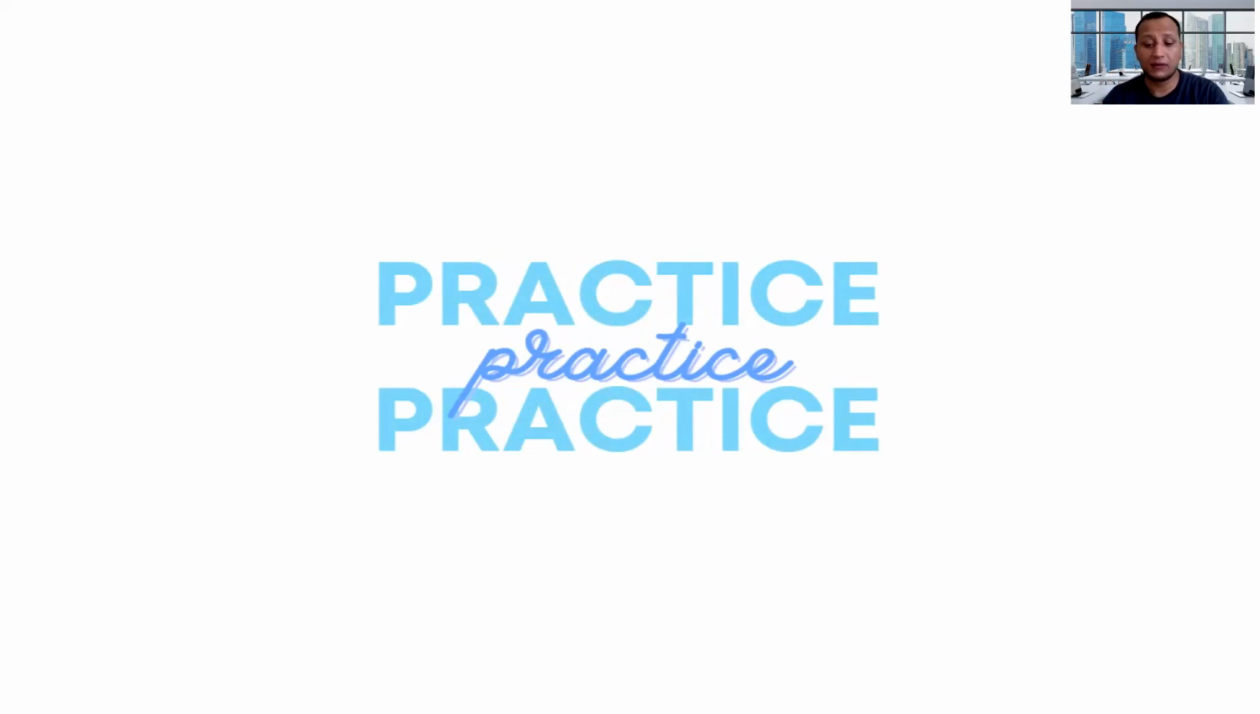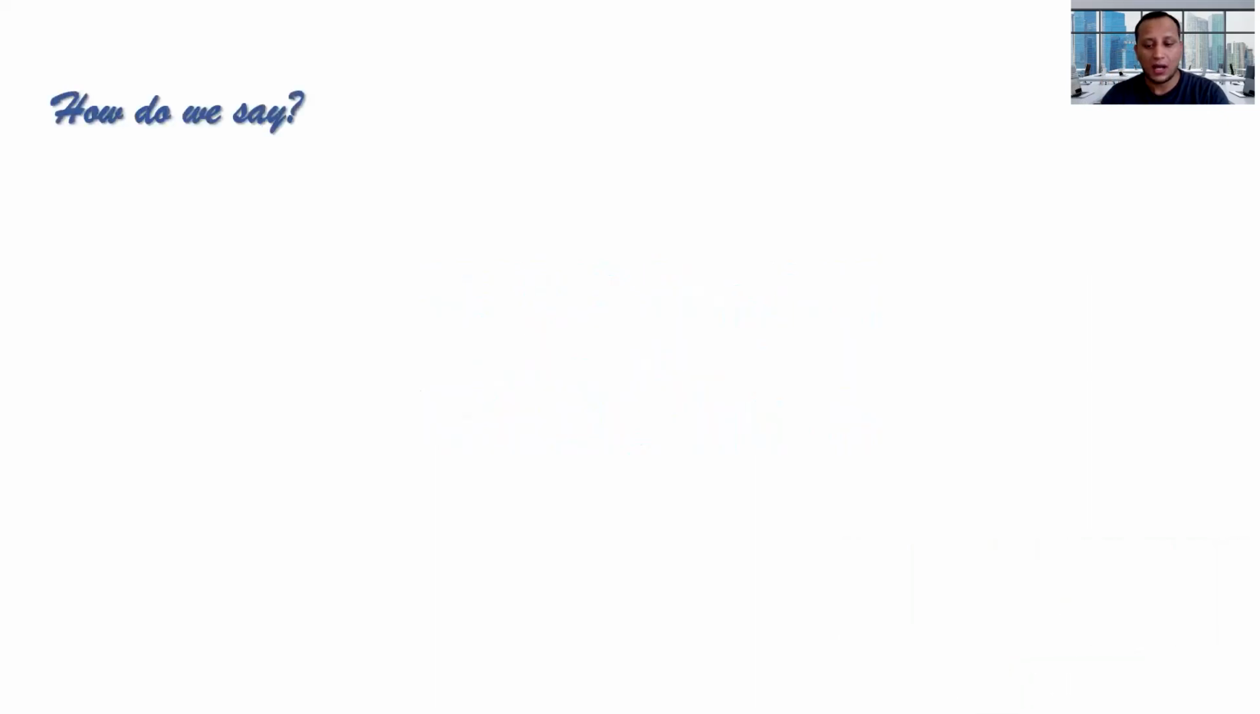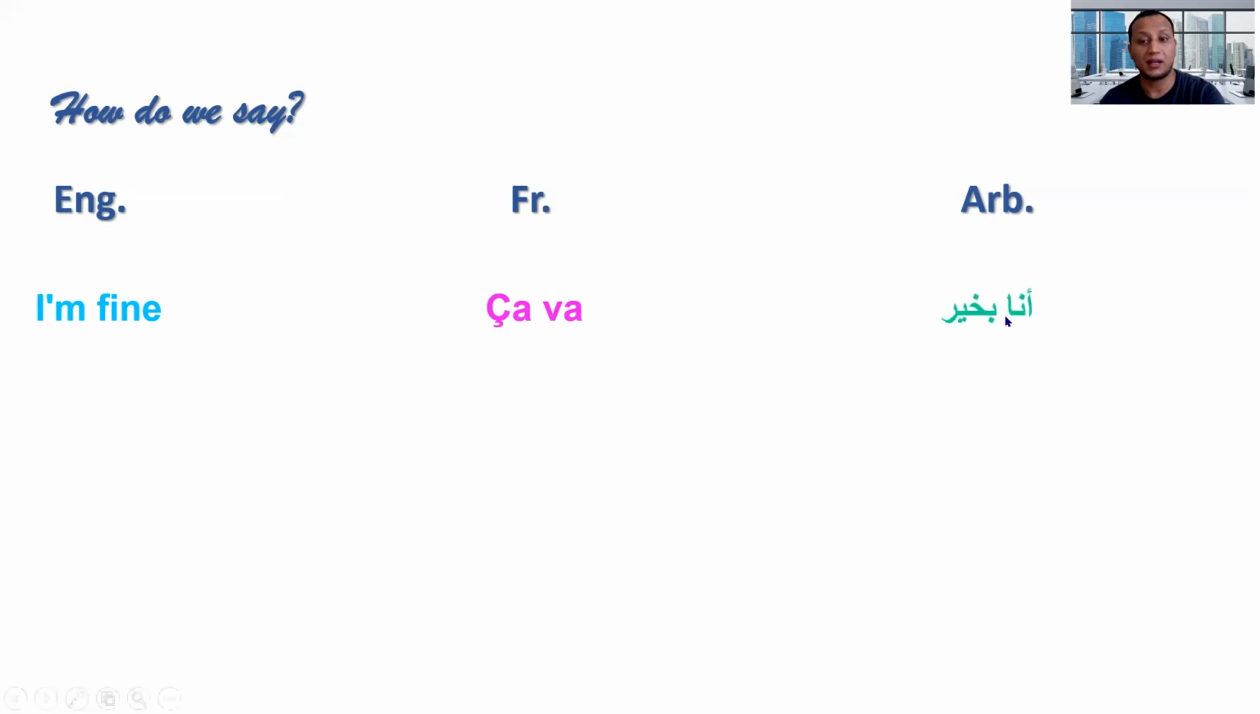Get ready, guys, because you're gonna have lots of examples and practice. How do we say in English, French, and Arabic, I am fine, or I'm fine? In French, ça va. Remember, we said that we can use ça va for both asking how someone is doing and answering a question. Here, I'm fine, like an answer. Someone asked me, how are you doing? Comment ça va? I answered him, right? In Arabic, أنا بخير.